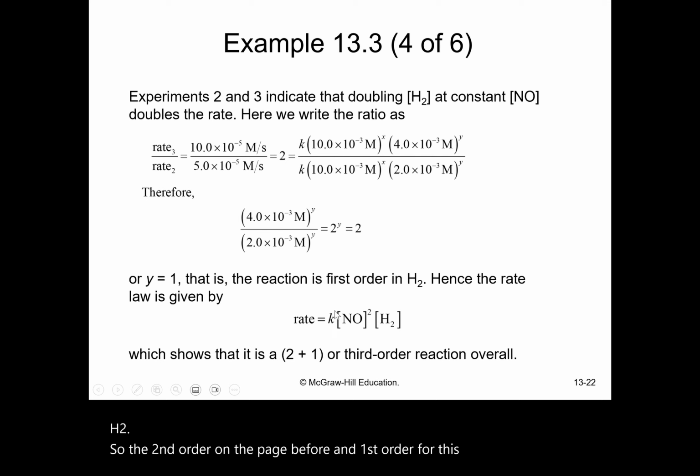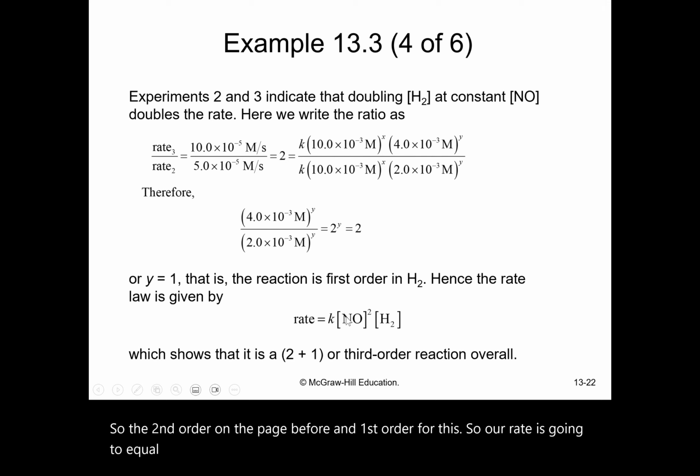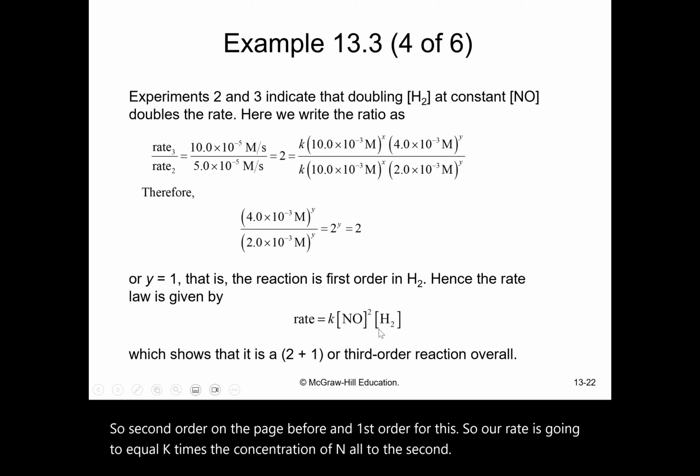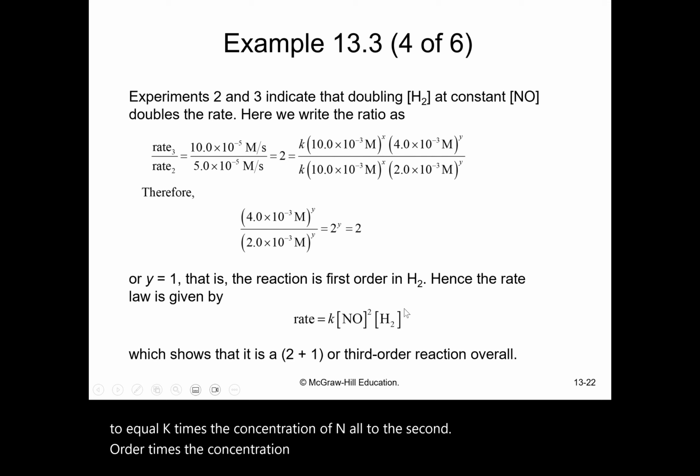So our rate is going to equal K times the concentration of NO to the second order times the concentration of H2 to the first order. So overall, we would add the orders, so it would be 2 plus 1, and that would be a third order overall reaction.